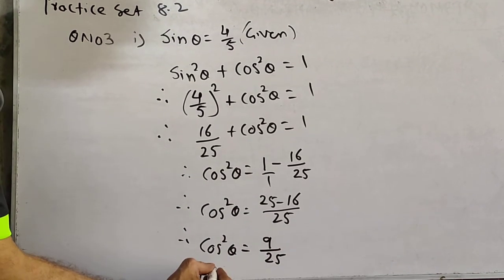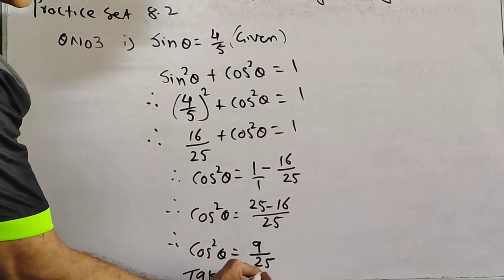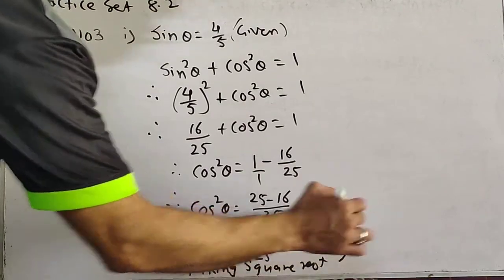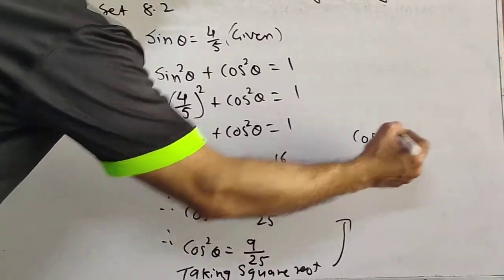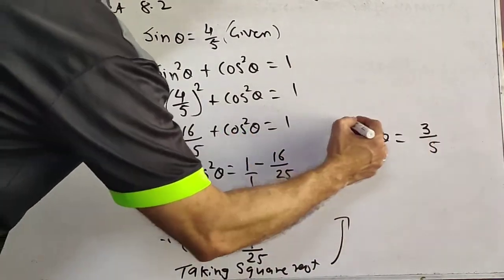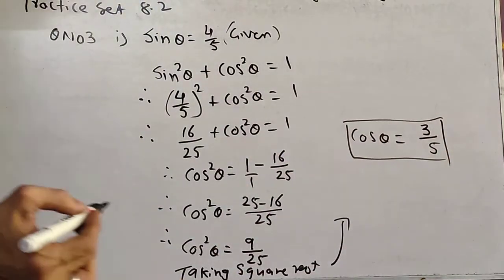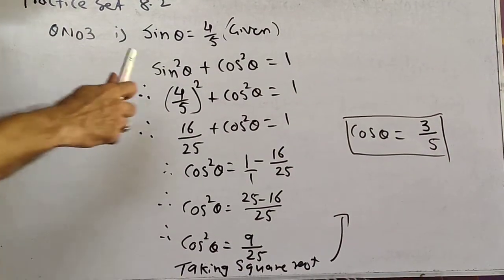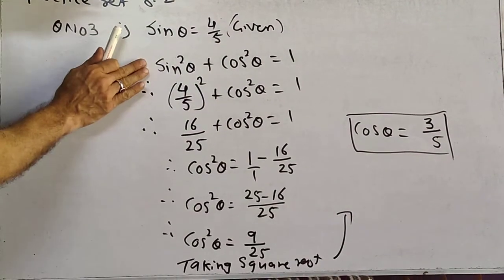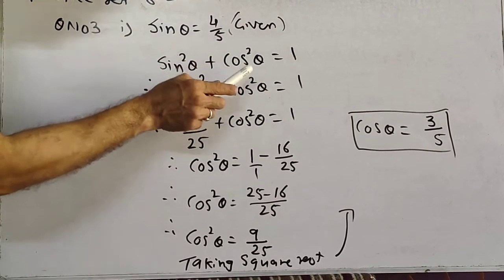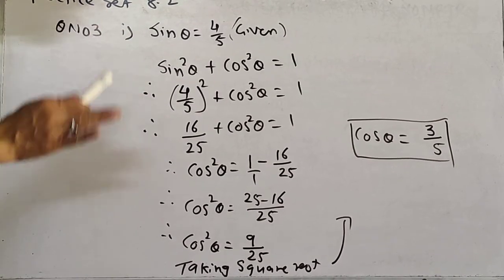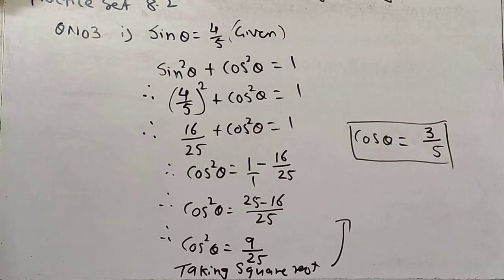Taking square root, you will get cos theta is equal to, the square root of 9 is 3 and the square root of 25 is 5. So cos theta you got 3 upon 5. So with the help of trigonometric identity, we can find out cos theta. If cos theta is given, we can find out sin theta also with the help of this only, which I am going to show you in the second sum. Please copy it down.